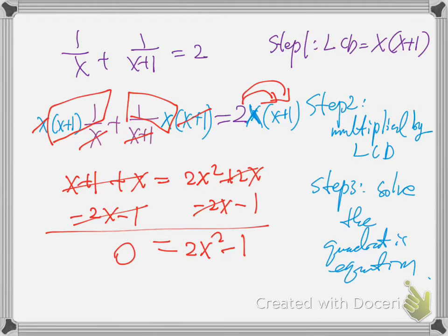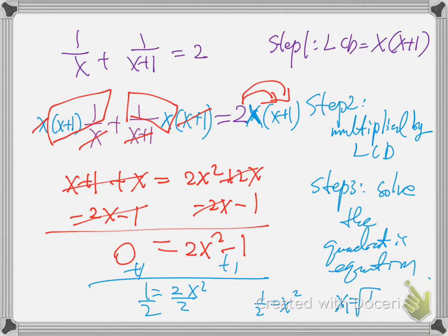But this is a special case. Okay, we can use square root to find it, right? So 1 is 2x squared, divided by 2. We got 1 over 2 is x squared, so take square root, right? Take square root. So x1 is square root of 1 over 2, and x2 is negative square root of 1 over 2. Okay, yeah, so this is the 3 steps to solve it.